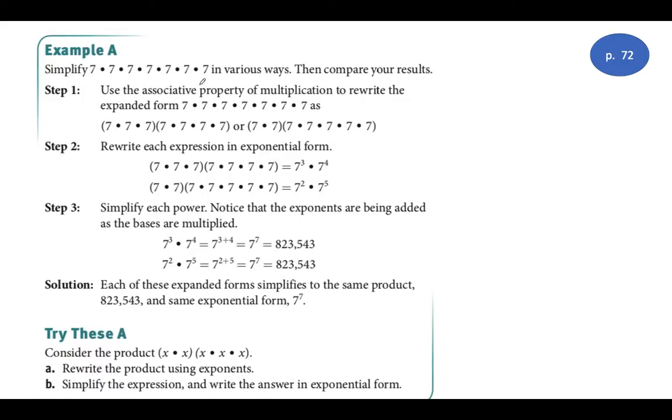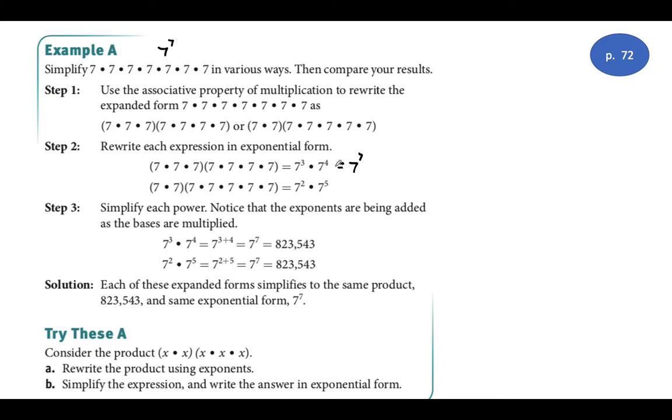All right, so here's our first example. It's in your book on page 72. So we're going to multiply 7 times 7 times 7 times 7 times 7 times 7 times 7. So 7 factors of 7. But we're going to group them in different ways. The associative property of multiplication says that as long as it's all multiplication, I can group it any way I want. So I'm going to group 3 of my 7s together to make 7 to the 3rd power. And then I'll group 4 of my 7s together to make 7 to the 4th power. And I know that this is equal to 7 to the 7th power because that's what I started with, 7 factors of 7.